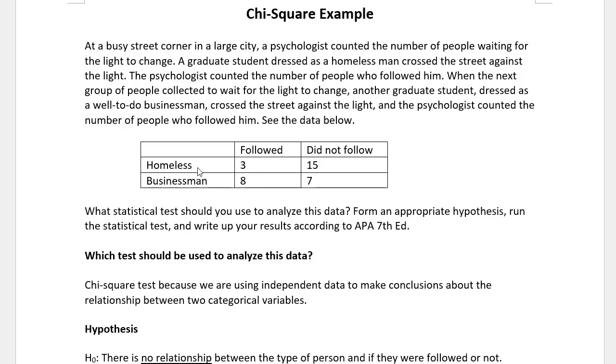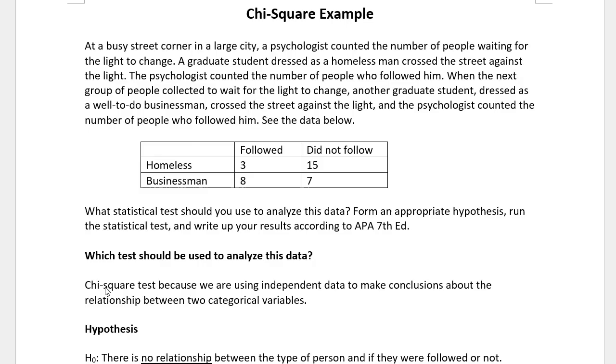So we've got the graduate student dressed like a homeless person: 3 people followed, 15 did not follow. When it was the graduate student dressed like a businessman, 8 people followed, 7 did not follow. So what statistical test should you use to analyze this data? And then we're going to form a hypothesis, run the test, and write up our results.